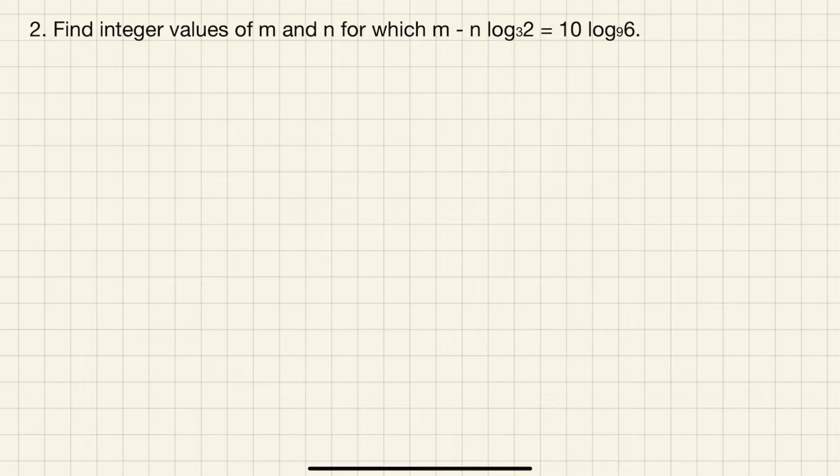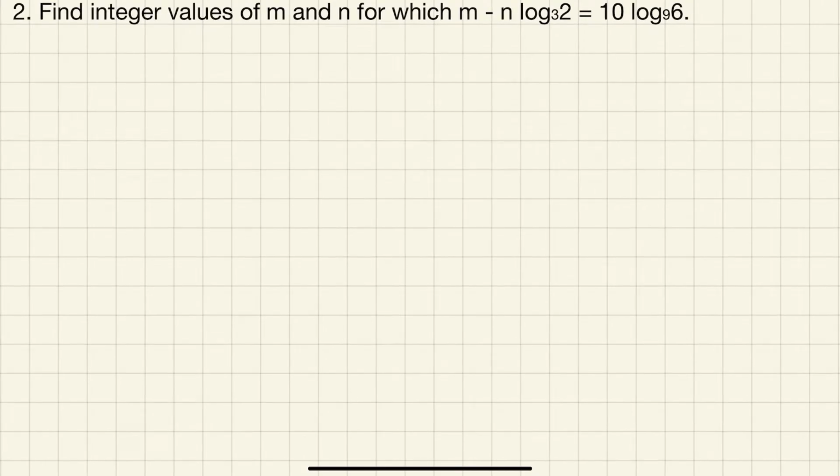Question 2. Find integer values of m and n for which m minus n log base 3 of 2 is equal to 10 log base 9 of 6. Here again, we'll be using the change of base rule to rewrite the equation into m minus n log base 3 of 2 is equal to 10 log base 3 of 6 over log base 3 of 9. We do this for 2 reasons. First, it's so that we can get the same base on both sides of the equation. And second, it's because we can tell that log base 3 of 9 is equal to 2.